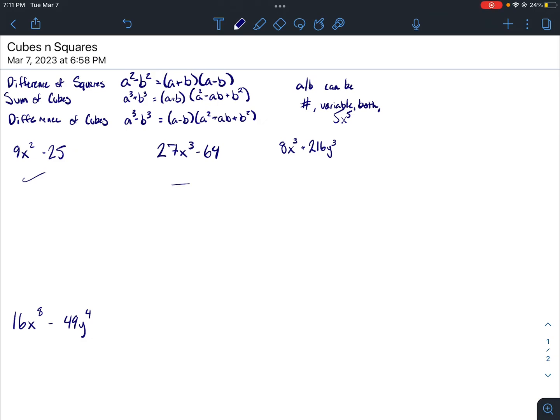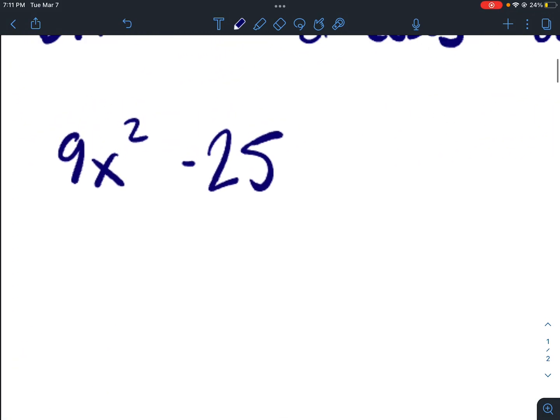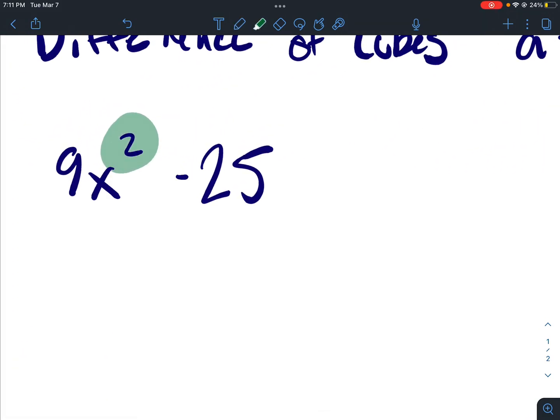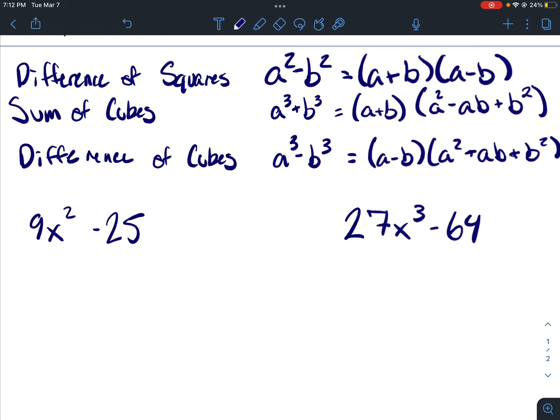So I got one difference of squares, one sum of cubes, one difference. Oh wait, this is a difference. This is the sum of cubes, and then one challenge one down here that I'm gonna walk you guys through. Looking at the first one, we note first and foremost that we have a square, and that these two numbers are perfect squares. So it's a really good key that we're going to be using the difference of squares, the top equation. So what we need to do is write it as a squared minus b squared.